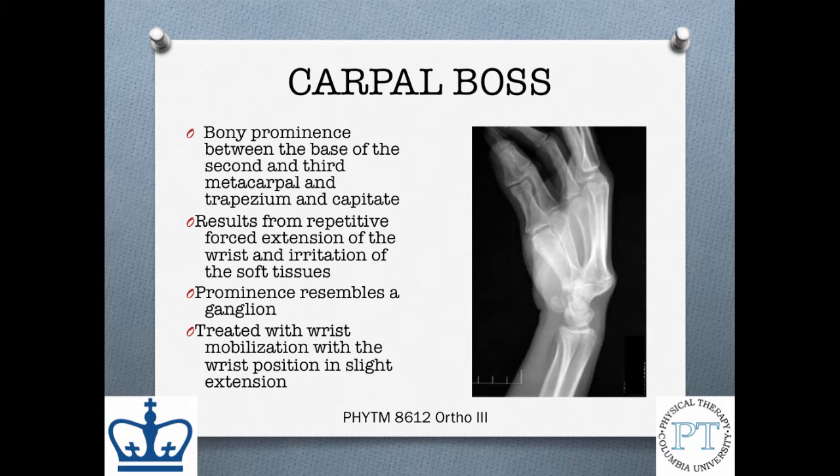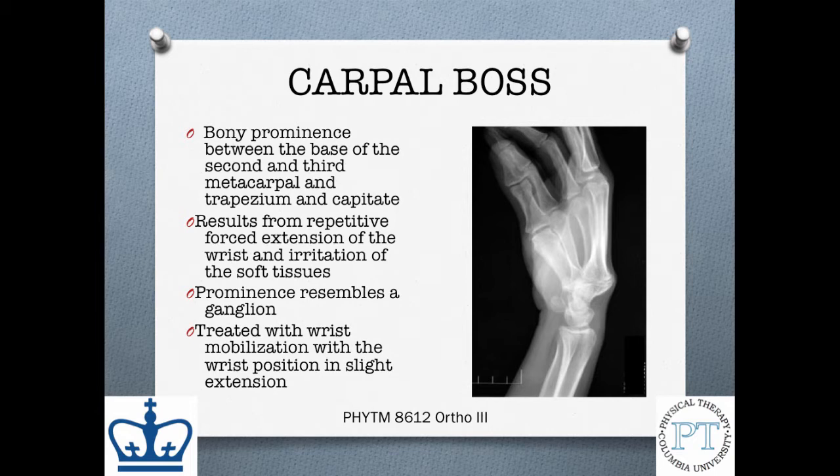And carpal boss is usually present in young adults, typically between the ages of 20 and 40. So normally the index and middle finger CMC joints have limited movement, unlike the more mobile ring and little finger CMC joints. So the index and middle finger CMC joints have kind of a keyed or a close fit, and this may be why this occurs. But why it does not occur in most people is generally unclear.